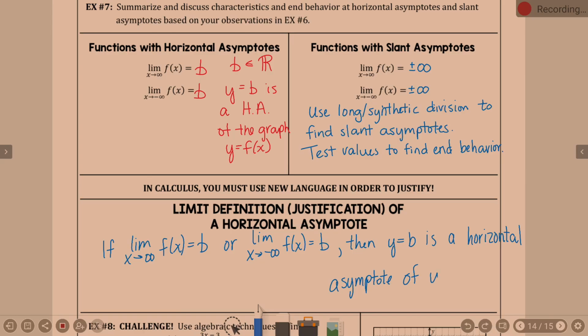So of the function, basically. If either time x is approaching positive or negative infinity, it's equal to a number, we know there's a horizontal asymptote there. That's what that tells us.